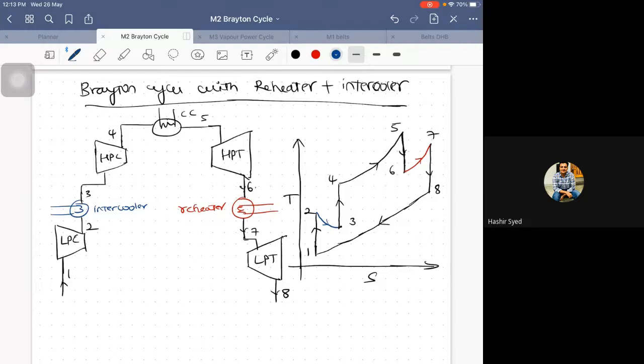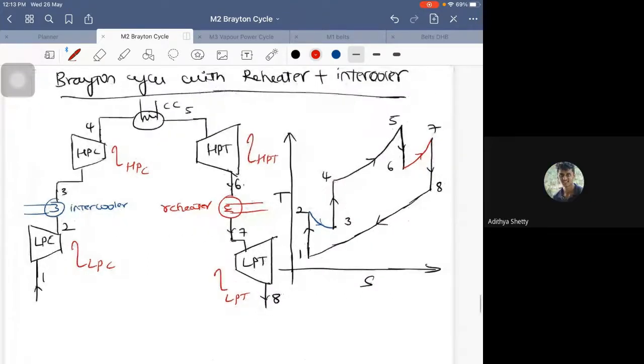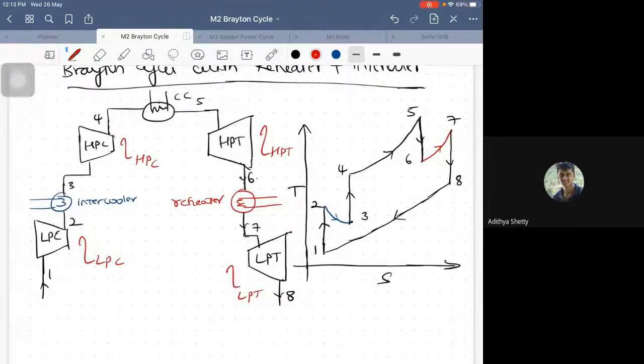Now this is not over. This is still ideal. Now, if I give you the efficiency of the low pressure compressor, the high pressure compressor, the high pressure turbine, and the low pressure turbine, what are the necessary changes I have to make in my TS diagram? 2, 4, 6 and 8. Wonderful, Aditya.